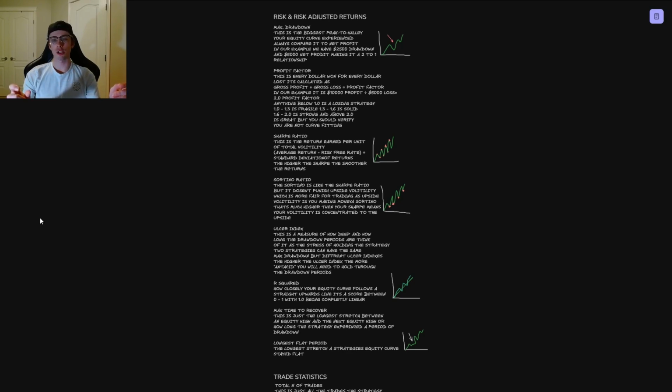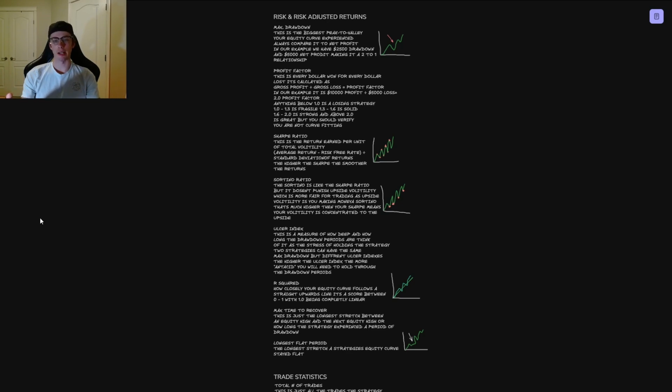So the Sortino ratio is like the Sharpe ratio, but it doesn't punish you for upside volatility, which is more fair for trading, as upside volatility is making you money, whereas downside volatility is what's losing you money. So when you compare the two together and your Sortino is significantly higher than your Sharpe, then you know that most of your volatility is concentrated to the upside, which is good for you.